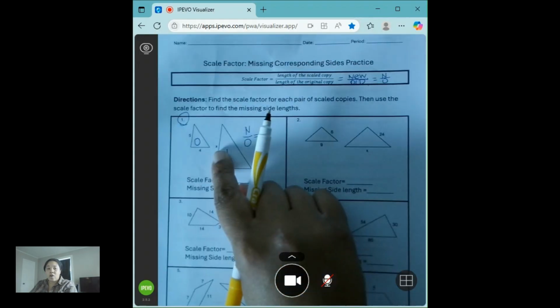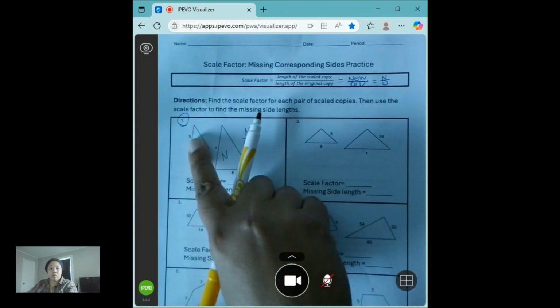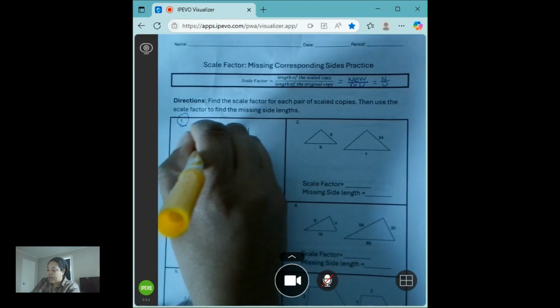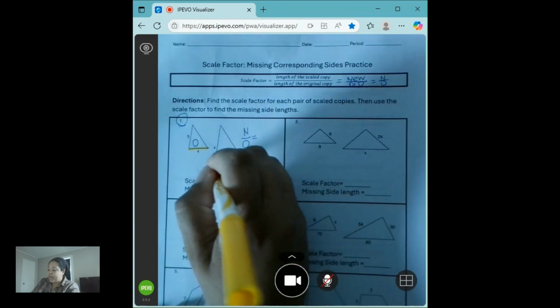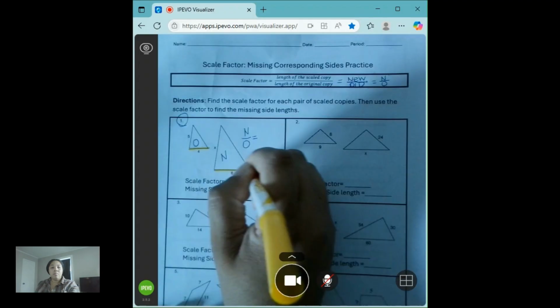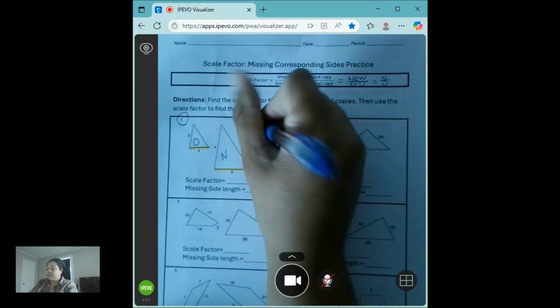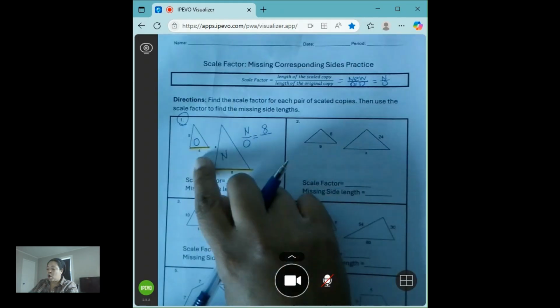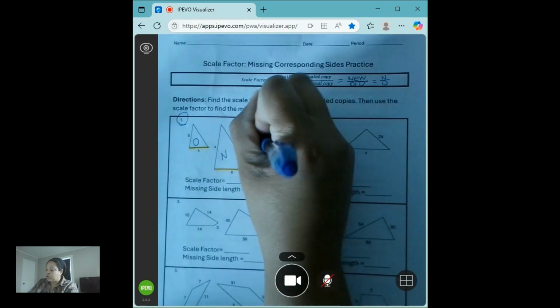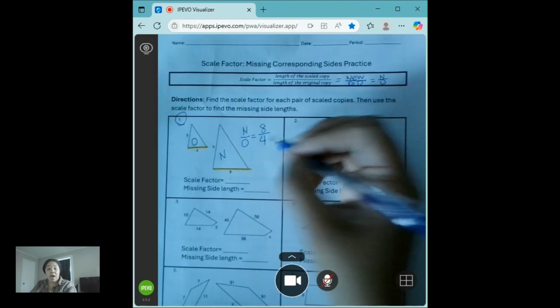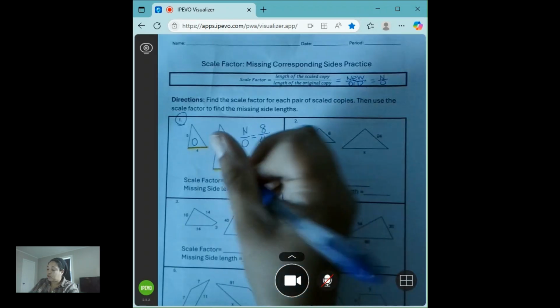Because I don't know the value of x for this one, I can't use this one. But I do know I have two of these side lengths that correspond. I have a 4 and I have an 8. Because 8 represents the new, 8 goes on top with the new. Because 4 represents the old, 4 is going to go underneath the O. Now, in some instances, you can reduce this to a whole number or a fraction. I want reduced answers only. So 8 divided by 4 happens to be 2.